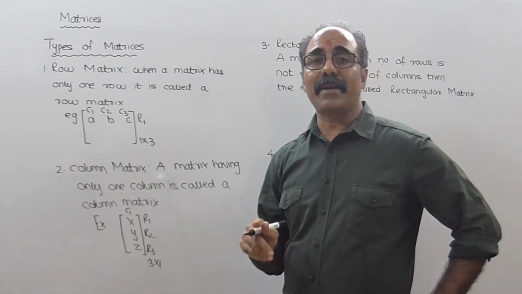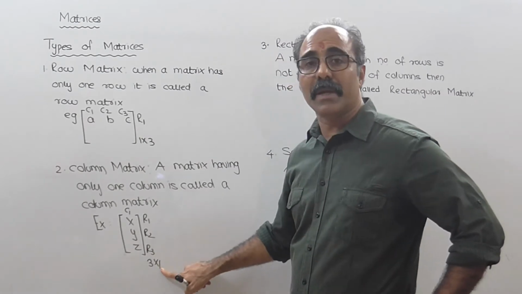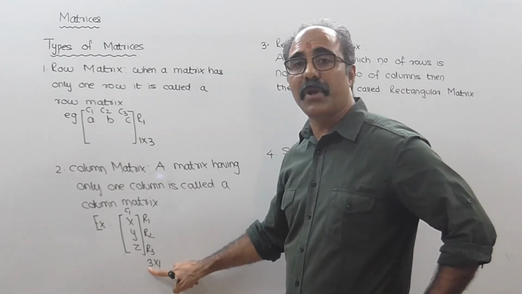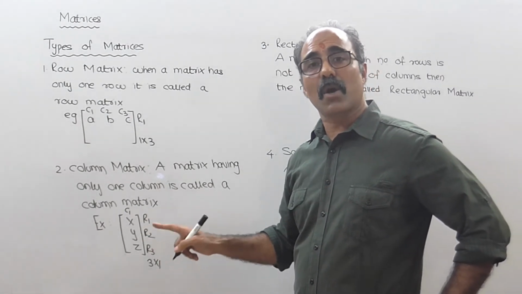So any matrix will be represented as rows by columns. You write the rows first, then the columns. So how many rows does it have? 3 rows. And how many columns does it have? 1 column. Therefore this is classified as a column matrix.